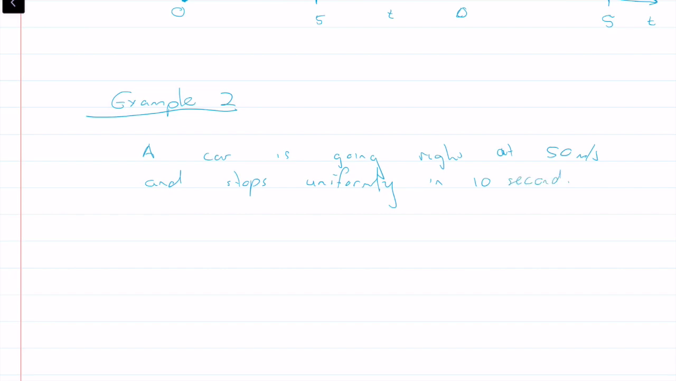Okay, so the first part of the question says calculate the displacement. Okay, so let's get our UVATS. How can we use UVATS? The first question says it stops uniformly. That implies constant acceleration. Okay, so we can use UVATS.